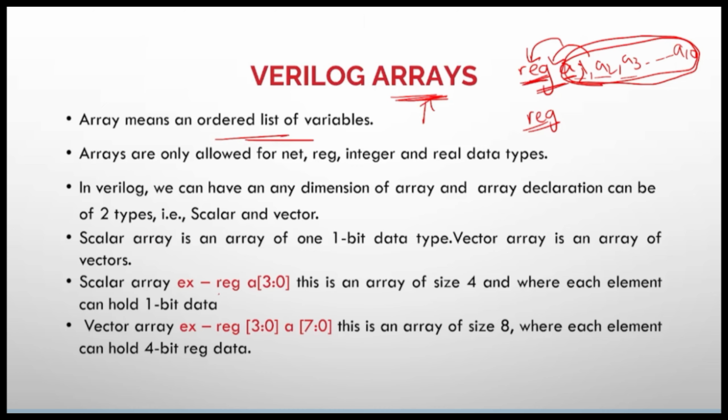So this is how you will represent your array, like reg a 3 down to 0. That means here, a is similar to a1, a2, a3, a4. Instead of creating the four elements a1, a2, a3, a4 individually, you have just taken one variable name, which is a, and I am increasing the width of this particular element. So what happens? This is called array representation.